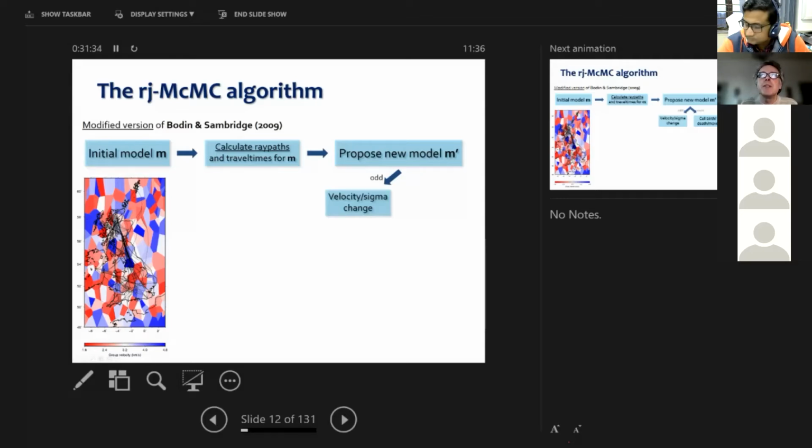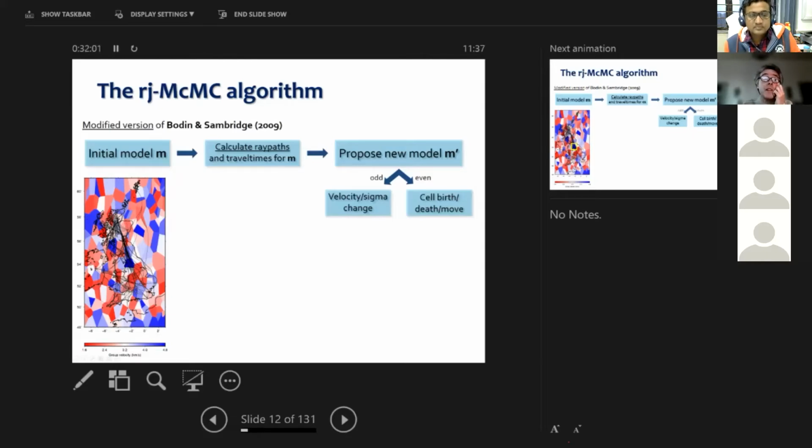If we're at an even iteration, we choose a cell at random and move its center, or delete the cell, or we might add a new cell by simply adding another center or node into the grid. So we're going to change the model parameterization on even iterations. On odd iterations, we're going to change the velocities or the uncertainties.